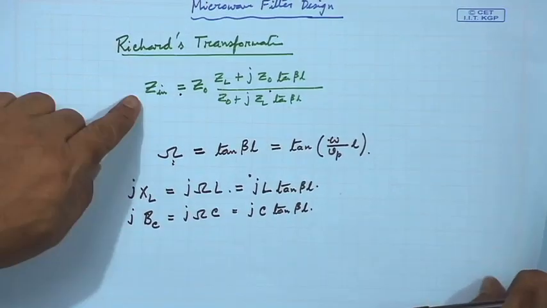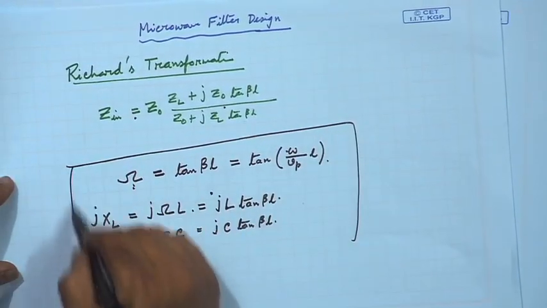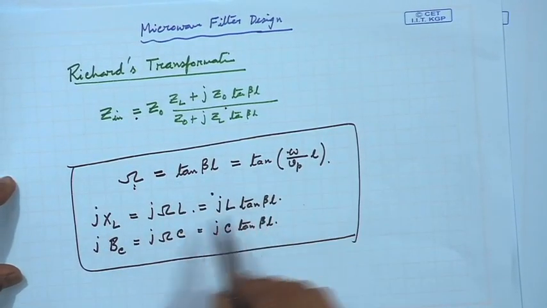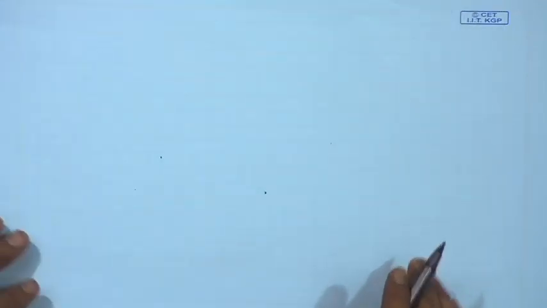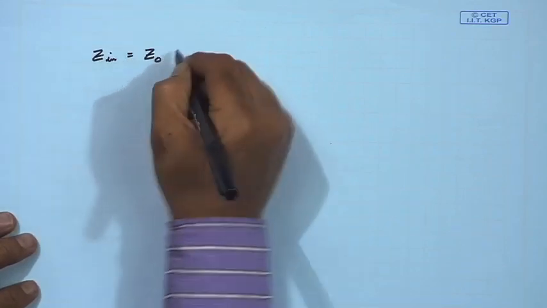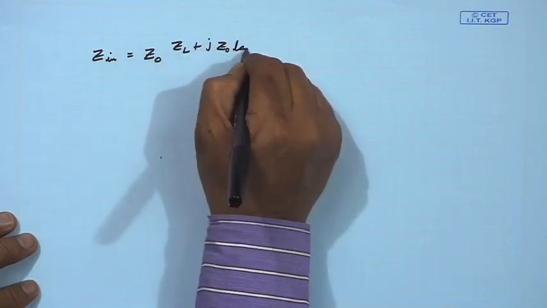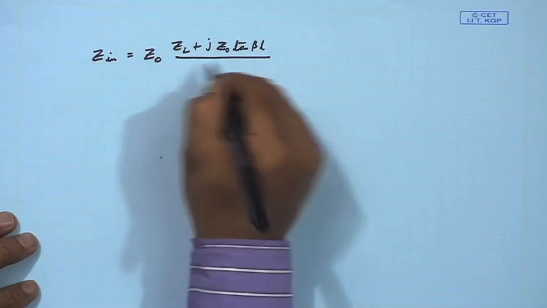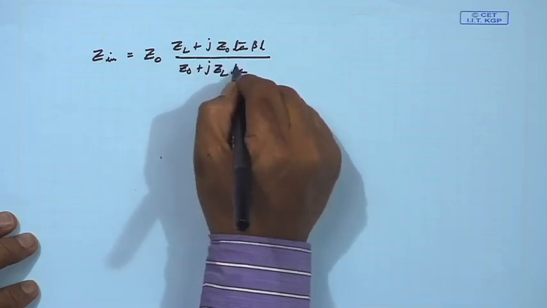Let us see from this equation. This is his transformation. This is called Richards transformation, and with this transformation we get the new values like this, but let us see what this is. So, again I write Z in is Z naught times Z L plus j Z naught tan beta L over Z naught plus j Z L tan beta L.